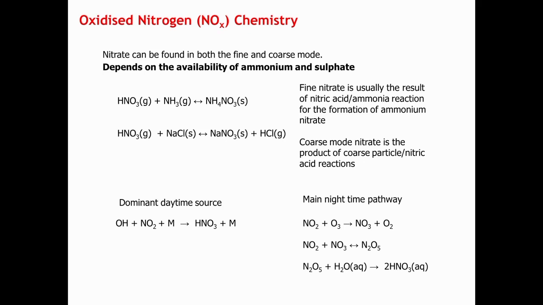But the nitrate radical is in equilibrium with N2O5. So the nitrate radical itself reacts with NO2. So the nitrate radical is formed from NO2, but it also reacts with NO2 to be in equilibrium with N2O5. N2O5 reacts with water to form nitric acid in the particles.